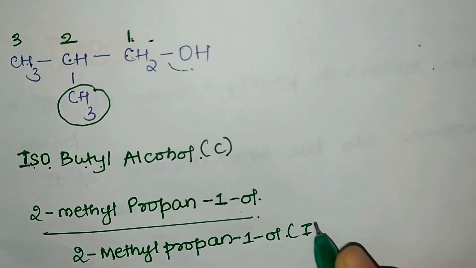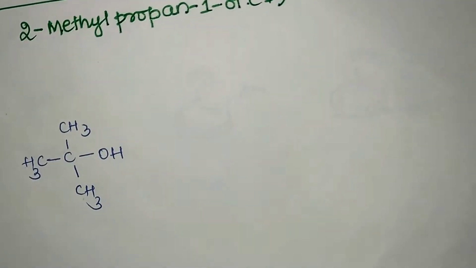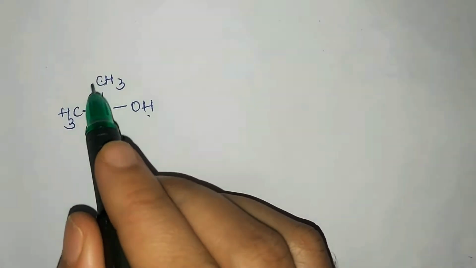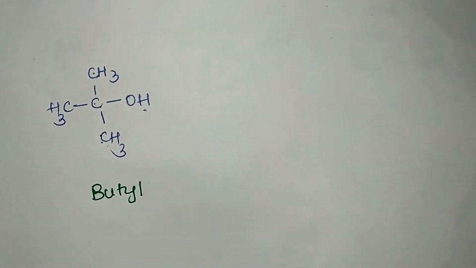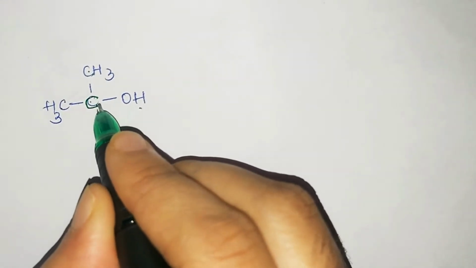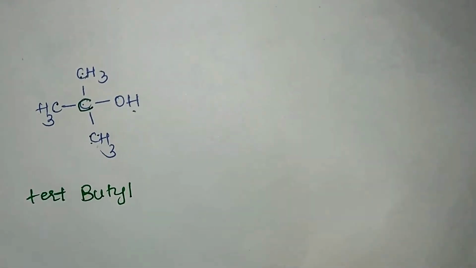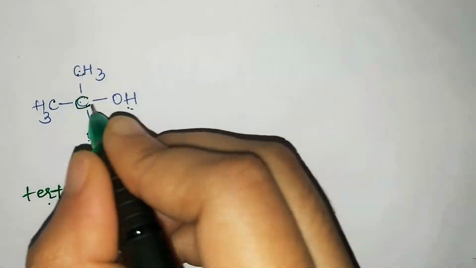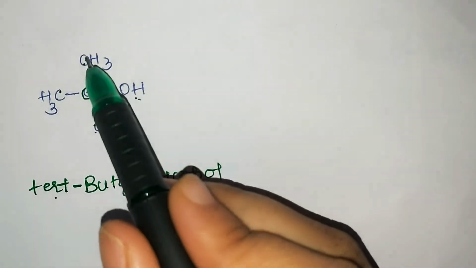Let us go with the next example. So we'll consider the next example. Here you can see, we'll count how many carbon atoms are there. So 1 2 3 and 4. When it is 4, it is butyl. But see the nature of the carbon to which OH is attached. The carbon is surrounded on the 3 sides by 3 carbon atoms, and such carbon we call tertiary carbon. So here it becomes tertiary butyl, and OH is attached to tertiary carbon, hence it is tertiary butyl alcohol. So this is the common name.